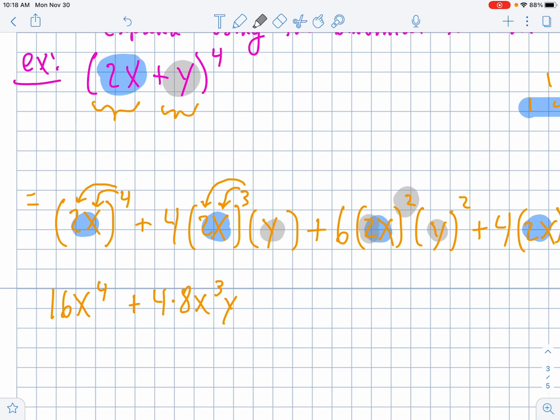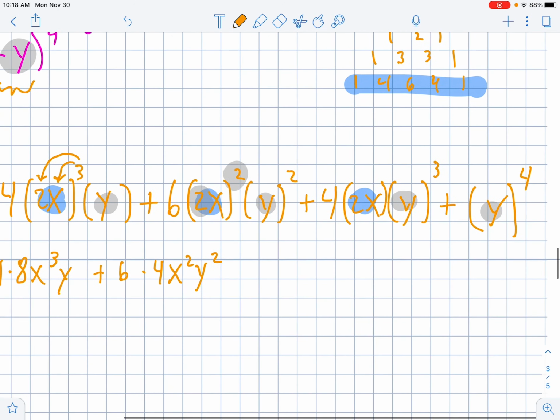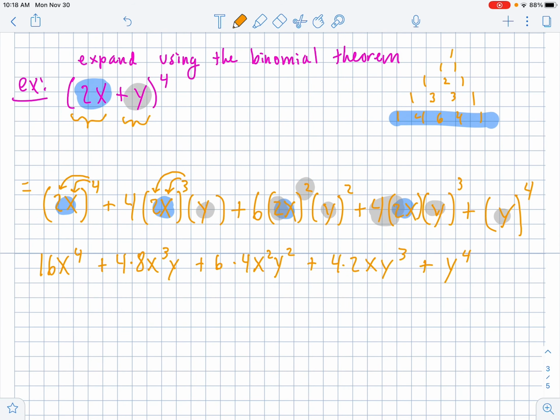Then here, the 2 squared is going to be 4. So we get plus 6 times 4x squared, y squared. Then here, the 4 and the 2 are just going to chill. It'll just be like plus 4 times 2xy cubed. And then y to the 4th is just there on the end, hanging out. Now I've only got a little bit of cleanup to do.